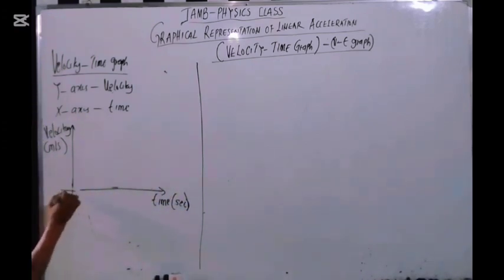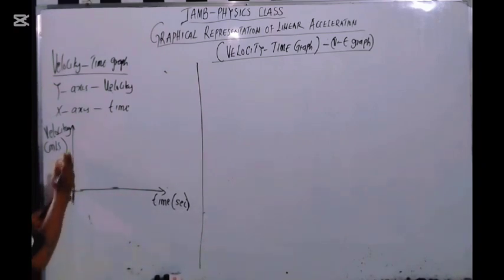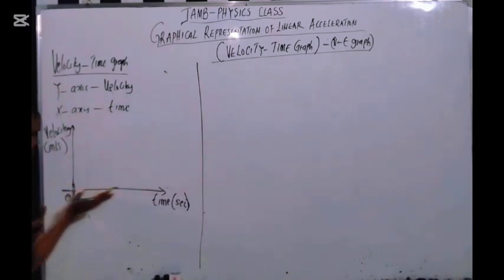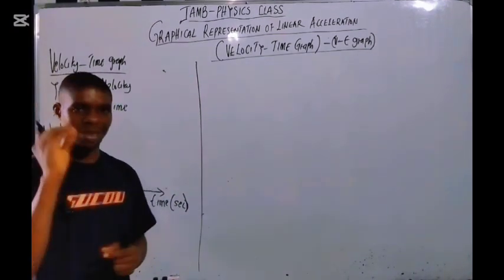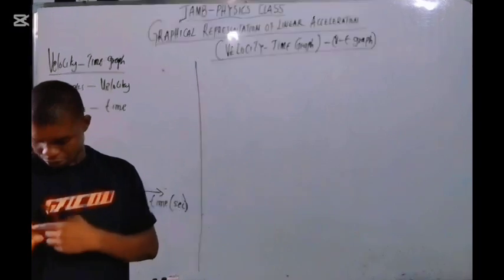Now here we have the point of intersection, which is going to be 0. So it starts from the initial velocity 0 here, the initial time 0 here. Do you understand? As it moves up, the velocity increases. As it moves to this side, the time increases. I want to explain to you so that you understand very well, so please pay close attention.